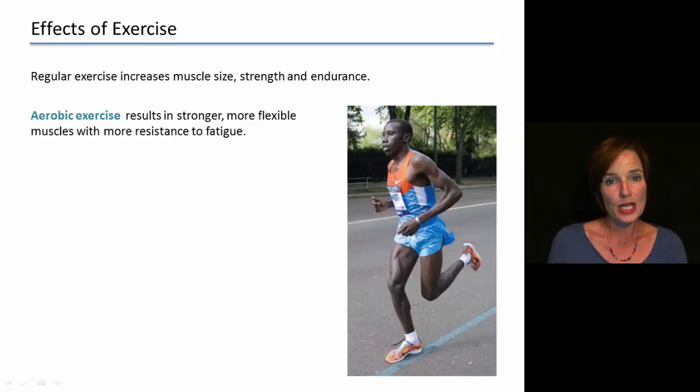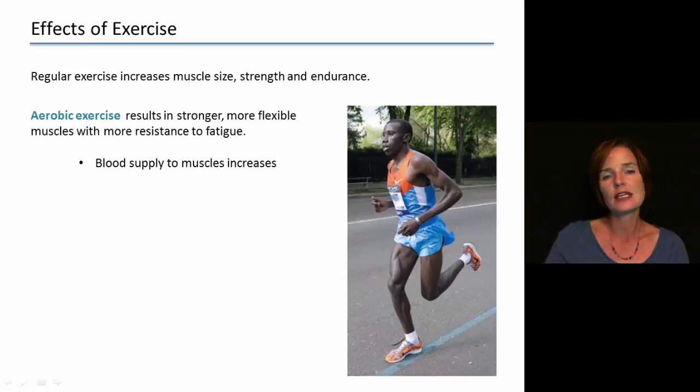When we talk about aerobic exercise, it includes activities such as running, maybe biking, cycling, swimming. This is going to result in stronger, more flexible muscles, and those muscles are going to have more resistance to overall fatigue. What we're not going to see is this big development of bulging muscles when we're talking about aerobic exercise. We do get an overall increase in the blood supply to the muscles.